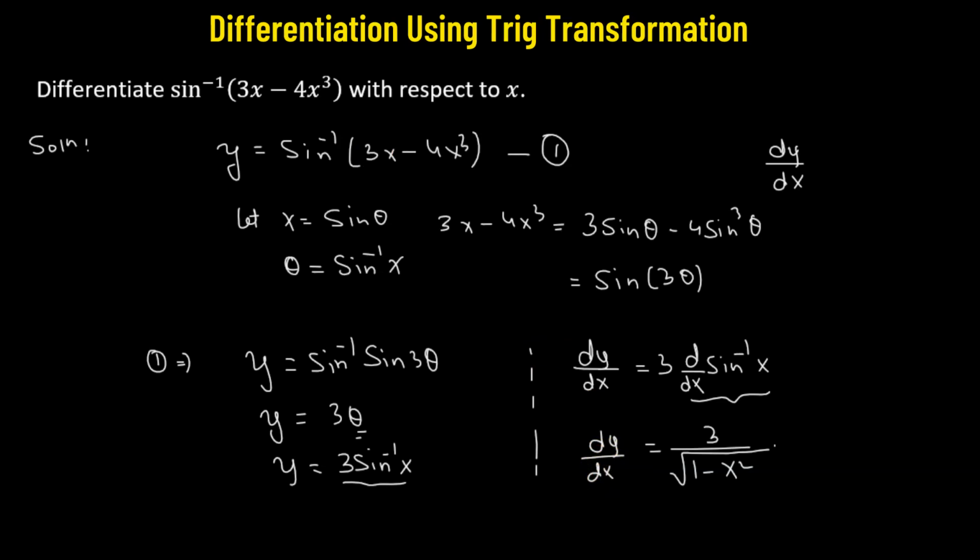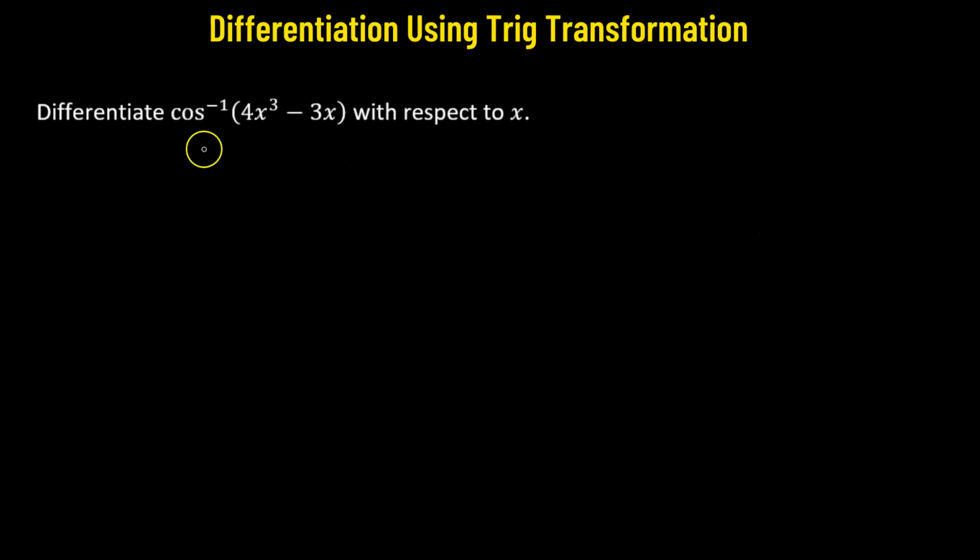Let's move on to the second problem. We have to differentiate cosine inverse of 4x cubed minus 3x. So let's begin by assuming y equals cosine inverse of 4x cubed minus 3x. So we'll do a trigonometric transformation here.